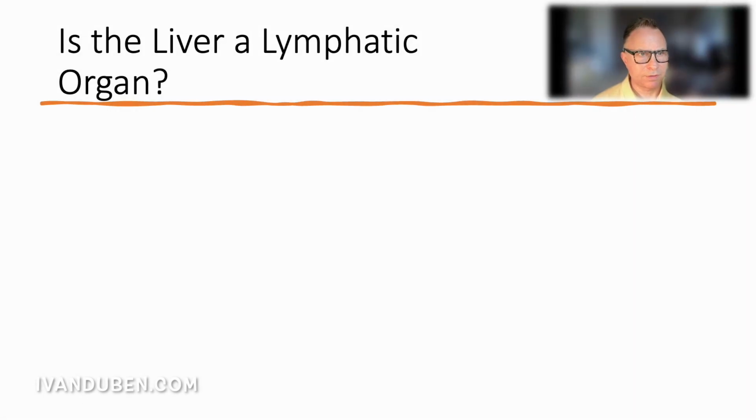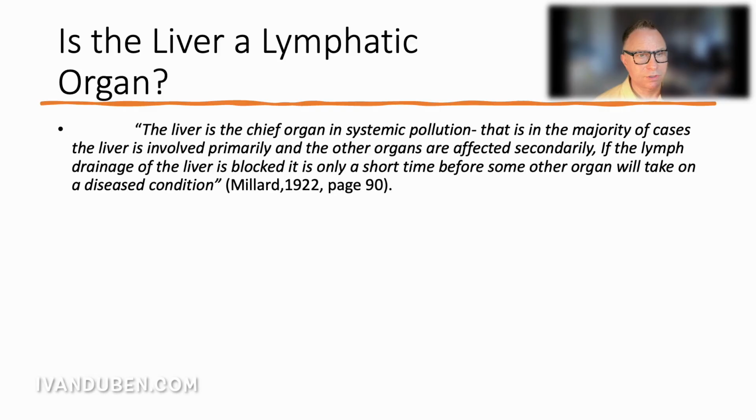Now I'm going to cover the liver in the next presentation, but it is important to bring it into this discussion because of its articulations with the diaphragm, since we will be covering the diaphragm. The liver is the chief organ in systemic pollution. That is, in the majority of cases, the liver is involved primarily and the other organs are affected secondarily. If the lymph drainage of the liver is blocked, it is only a short time before some other organ will take on a diseased condition.